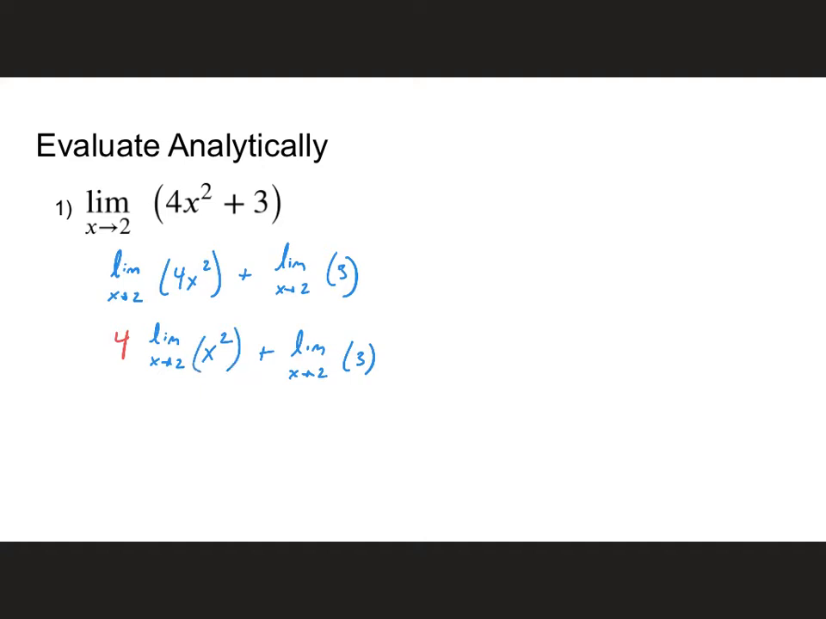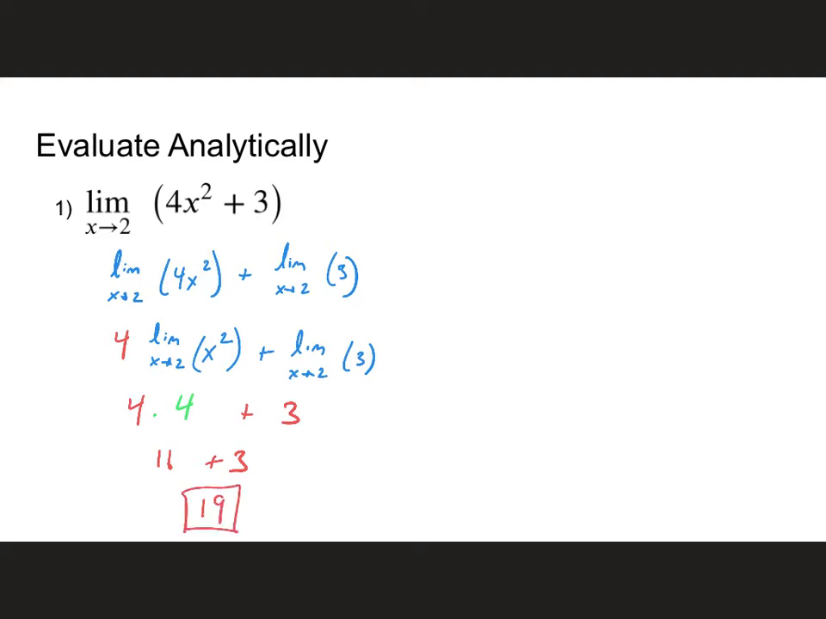And then again, based upon what I know about these rules, it should be really easy to evaluate them based upon those basic properties that I had at the front. So let's see here, 4 times, and if I think about it, the limit as x approaches 2 of x squared, well, that's just going to give me 4, plus the limit as x approaches 2 of 3, well, that's 3. So what do I have? That's 16 plus 3, which equals 19 is how I evaluate that limit.